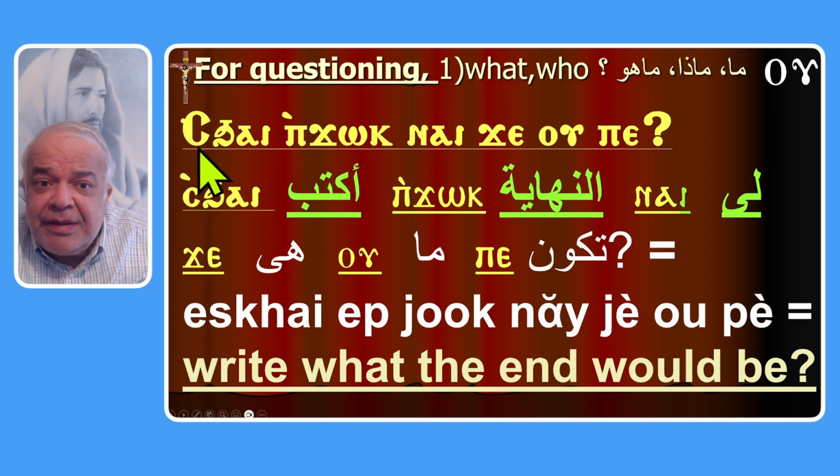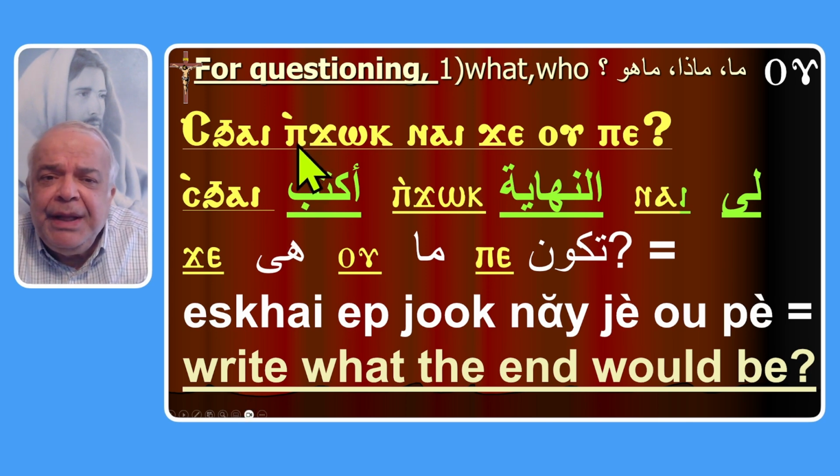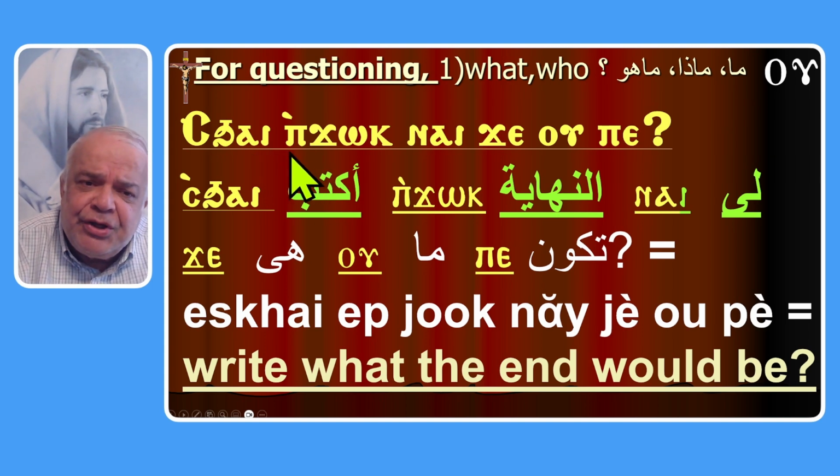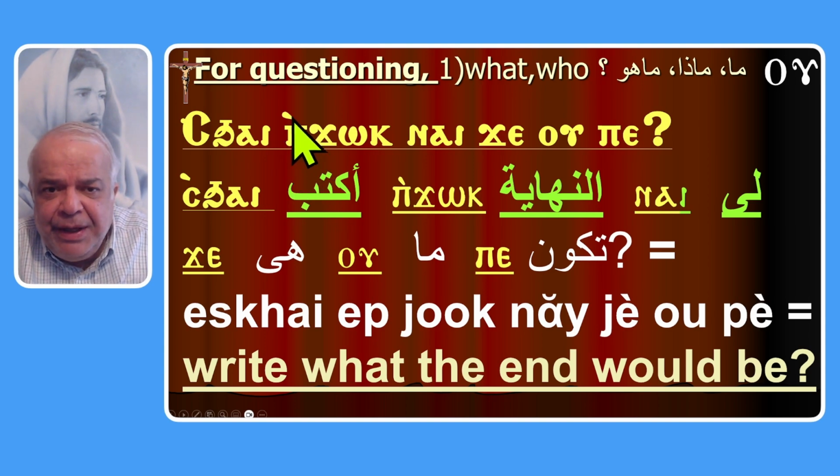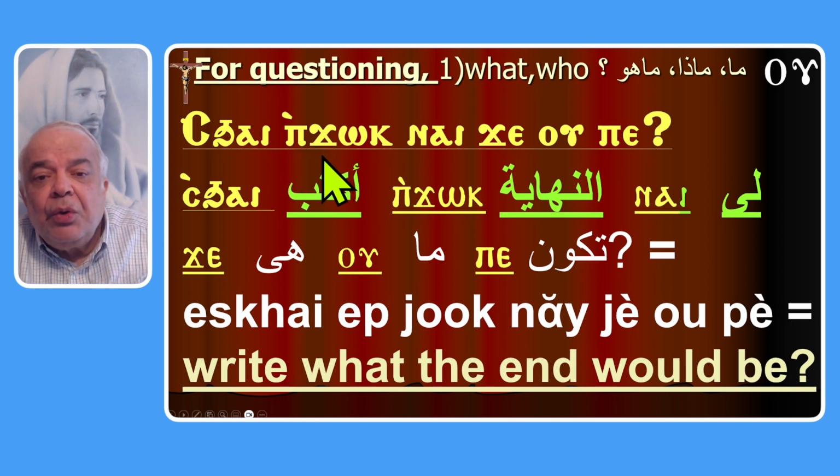Here, Eschai doesn't need the alpha with the jinkim. We just say the verb itself. Eschai means write. Ep or P is the definite article for masculine singular. So P with the jinkim or P iota, same. Gok, janja, long O, kabba means end.